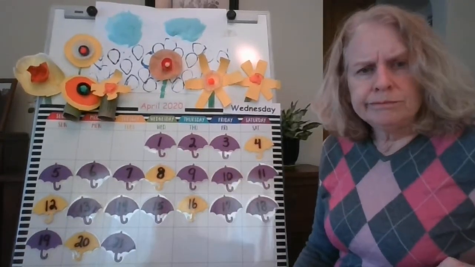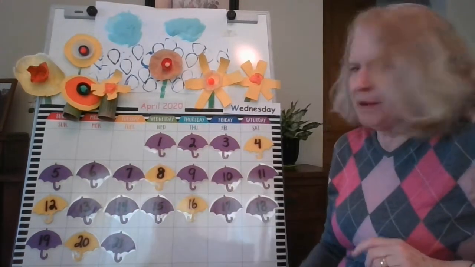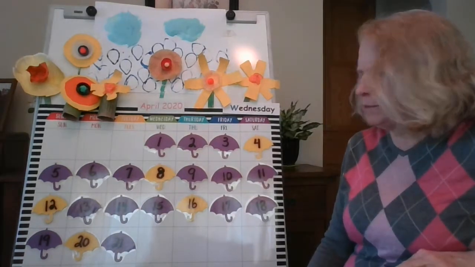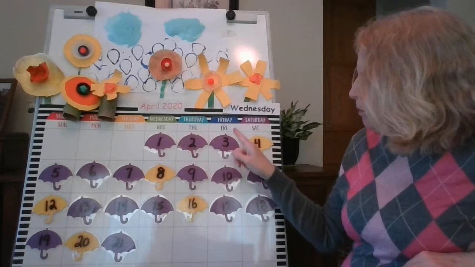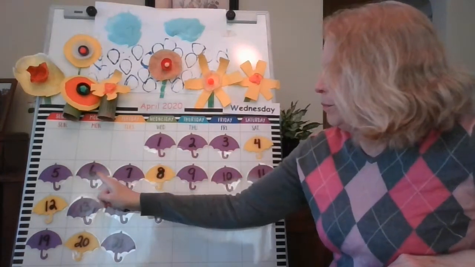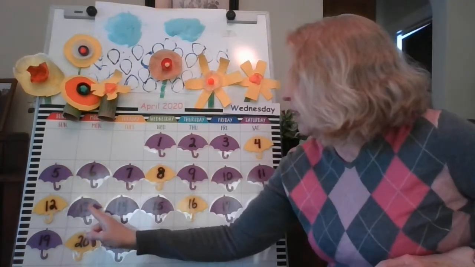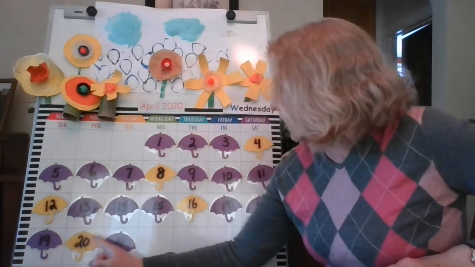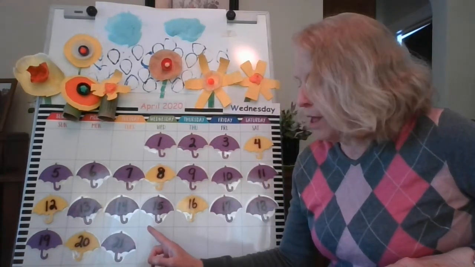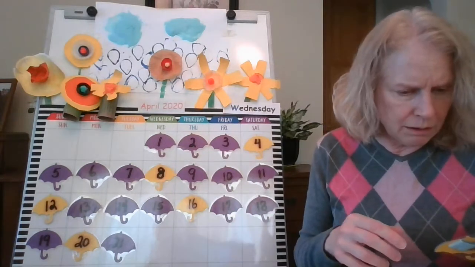Yesterday was purple. What would it be today? We've kind of got a lot of numbers up here, so we can kind of see what that pattern is. But let's just go over it just in case. Purple, purple, purple, yellow. Purple, purple, purple, yellow. Purple, purple. So it's going to be a purple umbrella with a 22, right?